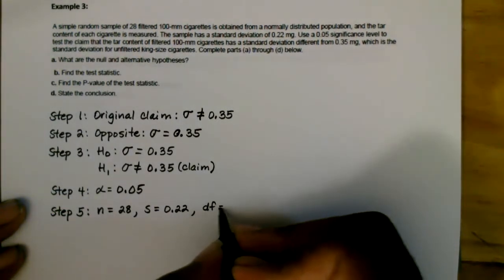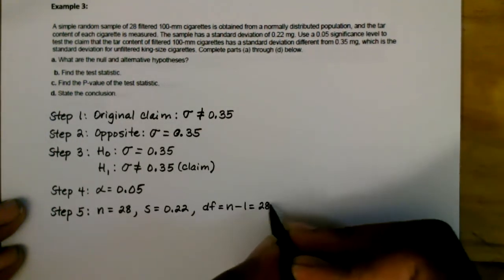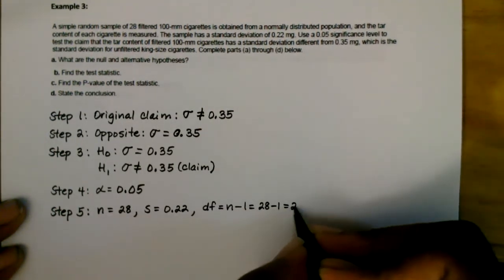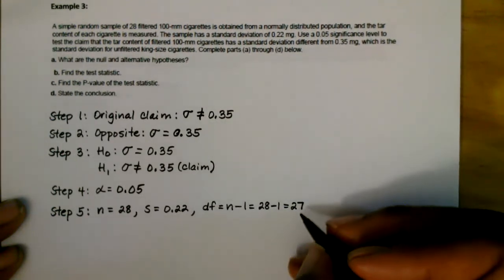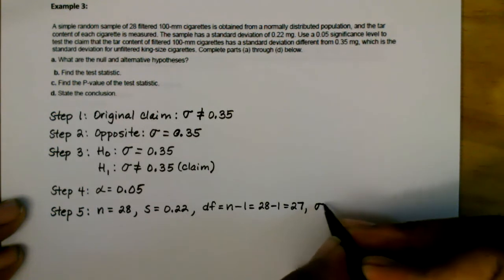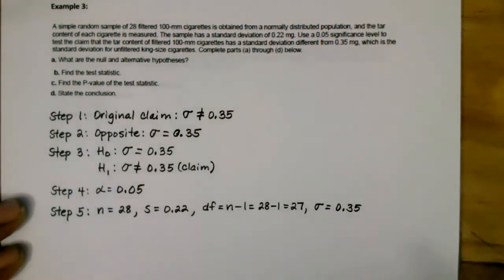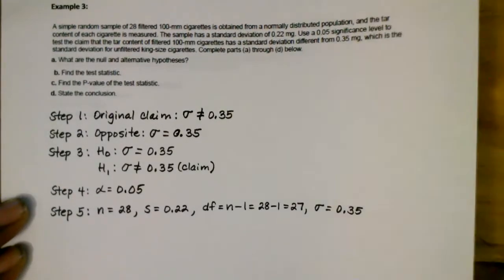Degrees of freedom. Let's go and get that. That's N minus 1. N is 28, so if I subtract 1 from 28, I will get 27 degrees of freedom. And I'll go ahead and identify sigma, which is 0.35. That comes from the null hypothesis.